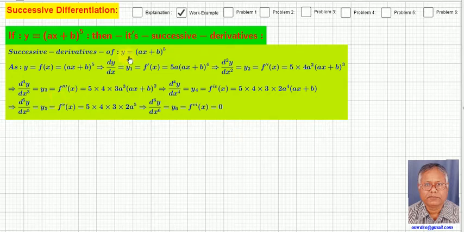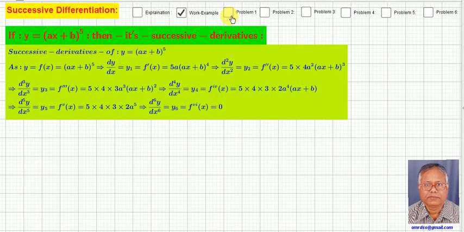So y3, the third derivative of (ax plus b) power 5, is equal to 5 into 4 into 3 into a cube (ax plus b) whole square. The fourth derivative is d4y/dx4, rather y4 or f4x, equal to 5 into 4 into 3 into 2 into a power 4 into (ax plus b). Similarly, the fifth derivative is 5 into 4 into 3 into 2 into 1 into a power 5, and the sixth derivative is 0. Right?